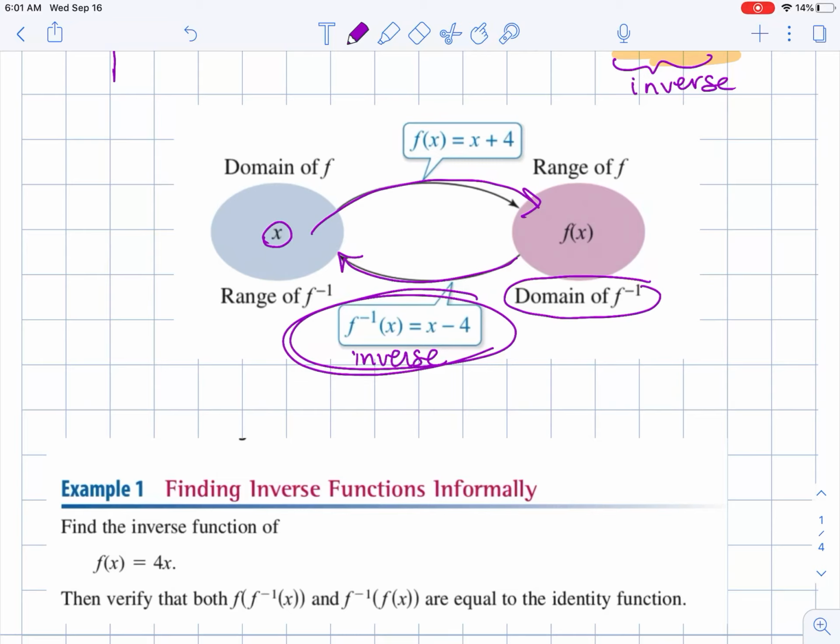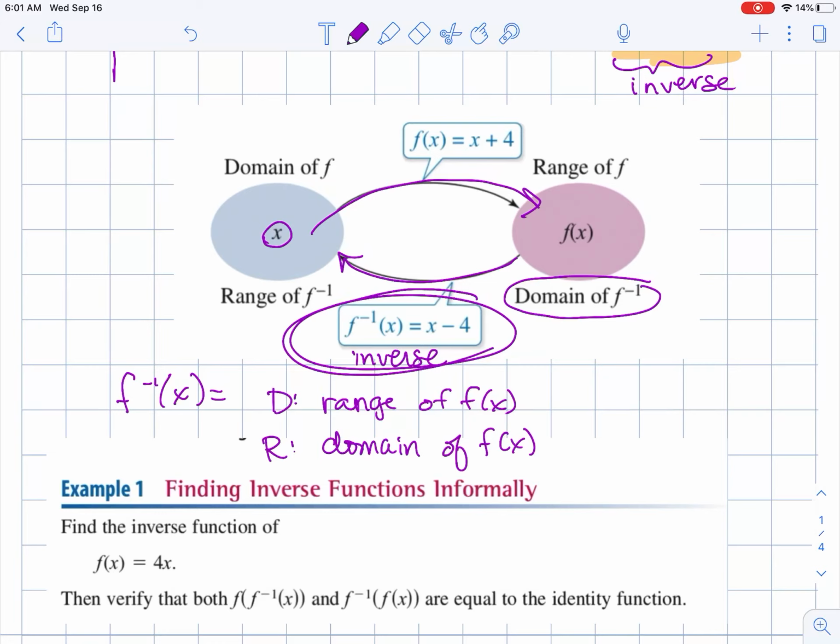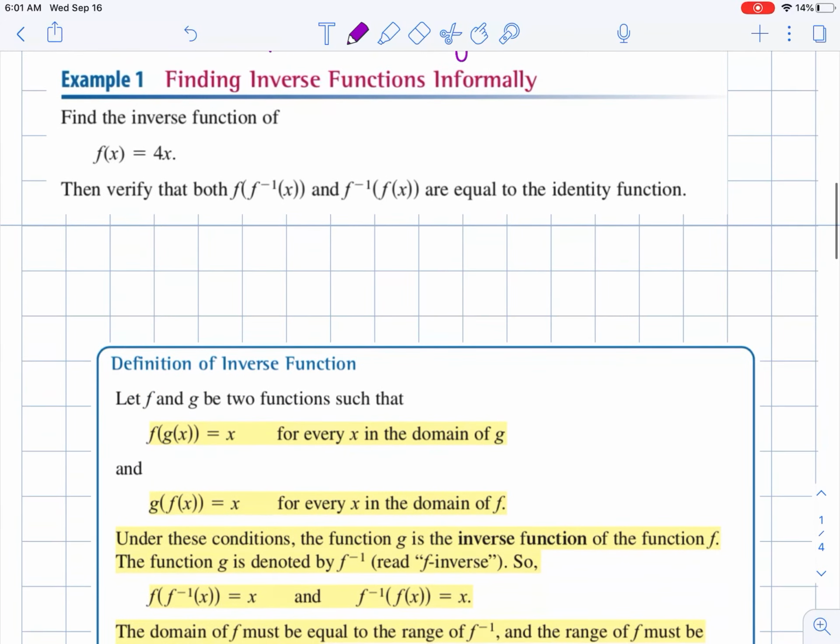And the range of the inverse will be the same set of values as the domain was for f. So again, we're just switching the values of x and y, or switching the values of the domain and range. Okay? So when we're talking about the inverse of f of x, the domain is technically the range of f of x, and the range of the inverse is technically the domain of f of x.